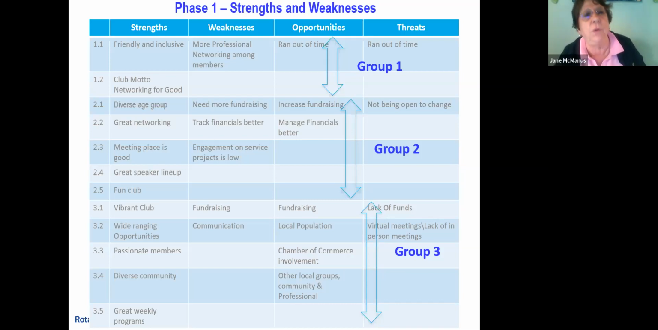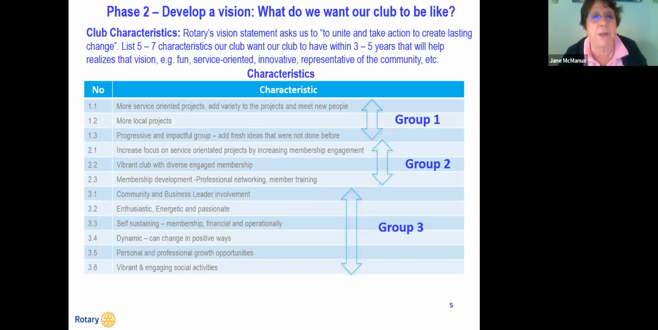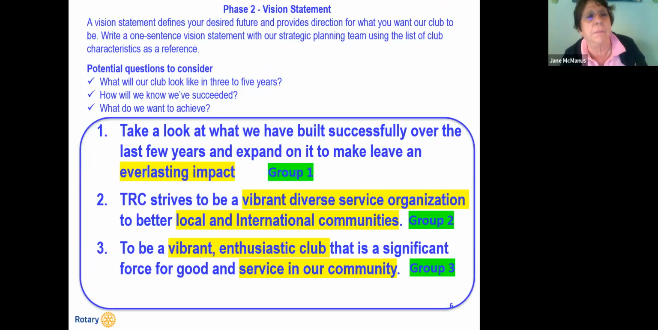So then after we went through these strengths, weaknesses, opportunities, and threats, the next phase was to come together and build a vision statement for the Troy Rotary. And then if we look at the next slide, Bala, yeah, that's what I'm looking for.